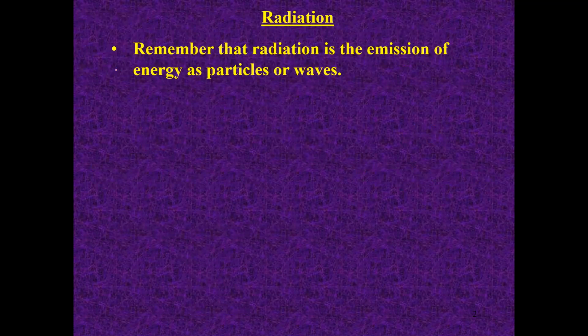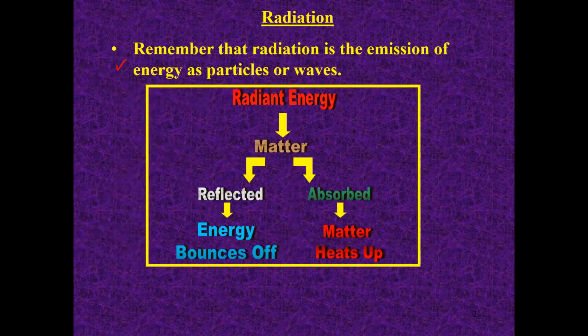So we're going to look at these. Radiation: emission of energy as particles or waves. And we know it can be reflected or absorbed. We looked at this with electromagnetic radiation. Some of this hits the atmosphere and gets absorbed by gases, and it gets turned into heat. Some of it is reflected, and we call that the albedo effect, the degree to which it gets reflected.